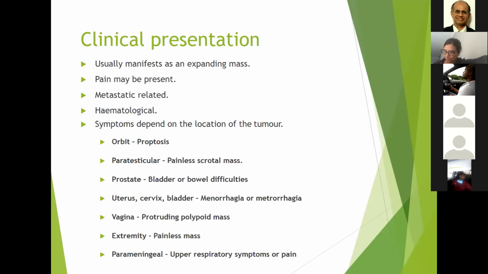So in the orbit, this patient will present with things like proptosis. In paratesticular, it will be a painless scrotal mass. With prostate, you will have bladder and bowel difficulties. It could also be bladder outlet obstruction or urinary retention or constipation. Then with the uterus and cervix, you can have menorrhea or menorrhagia. And in the vagina, you can get a protruding polypoid mass, which looks like a bunch of grapes.